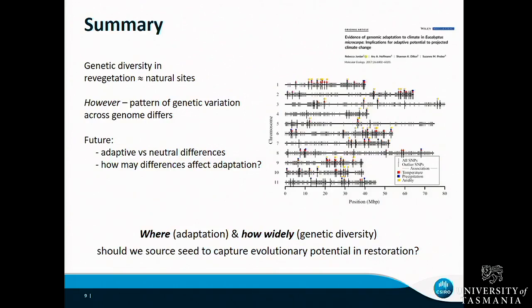So in terms of adaptation, where do we need to be capturing in the landscape to make sure we have good adaptive variation, but also, as Jason was talking about, how widely can we go across the landscape to make sure we generally have good genetic variation to enhance that dynamic capacity in our revegetation plantings going forward.